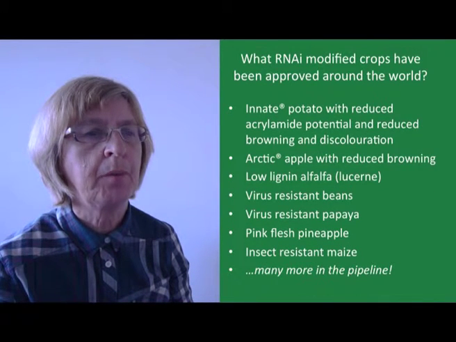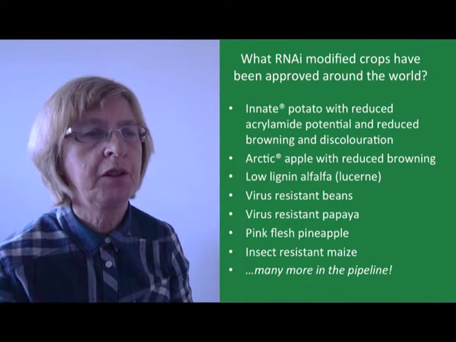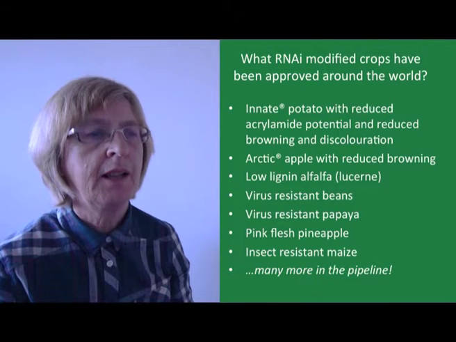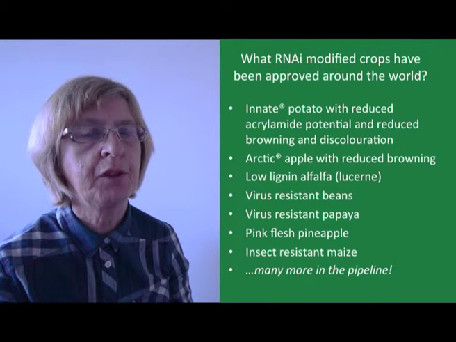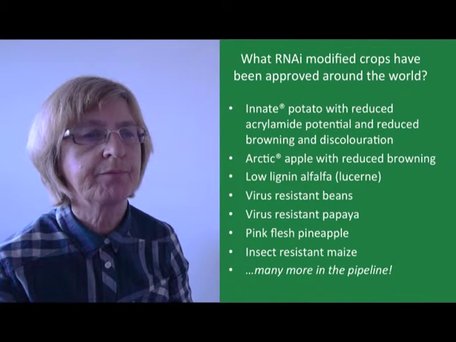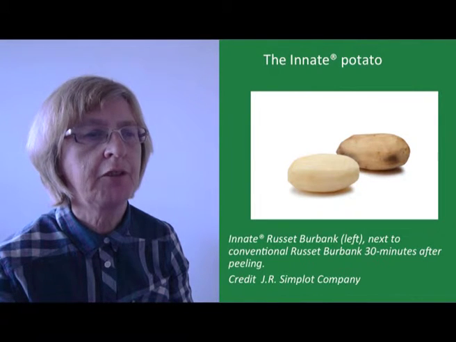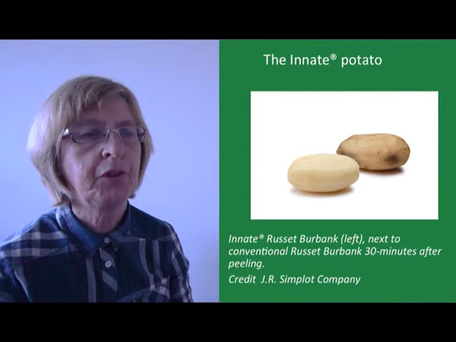RNAi-modified crops are only now coming to the fore, but there are many of them in the pipeline. Those with regulatory approval in various countries, as shown here, include potatoes, apples, lucerne, beans, papaya, pineapple, and maize. I'll cover the risk assessment for the innate potato, the first one on this list, as a case study for an RNAi-modified crop. This slide shows how the innate potato has considerably reduced browning and discoloration after peeling, but it also has reduced acrylamide potential.